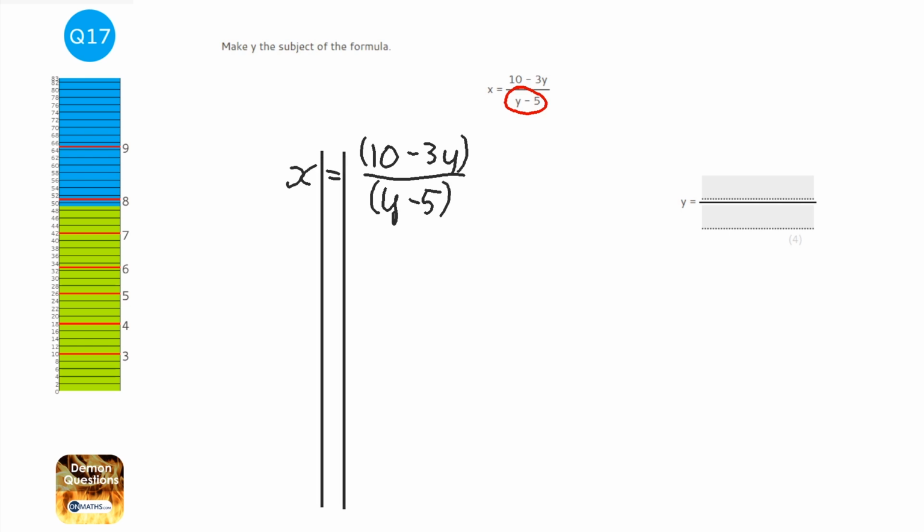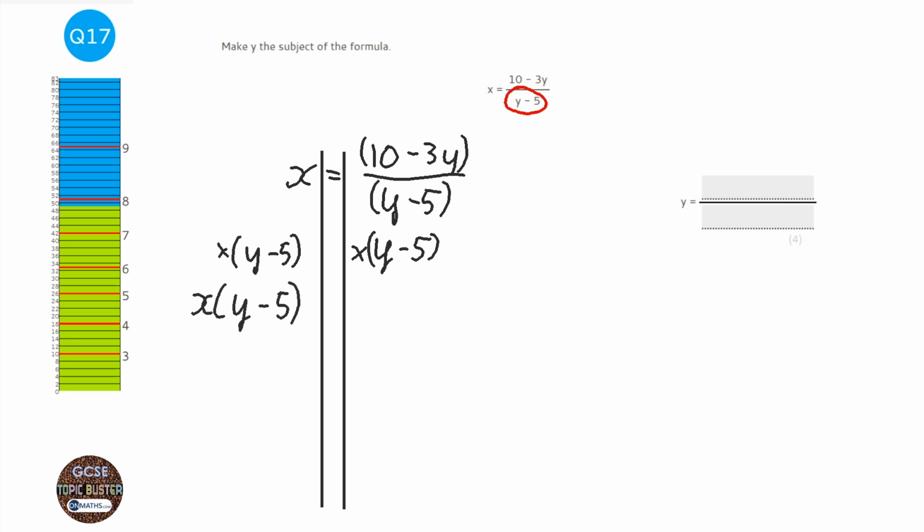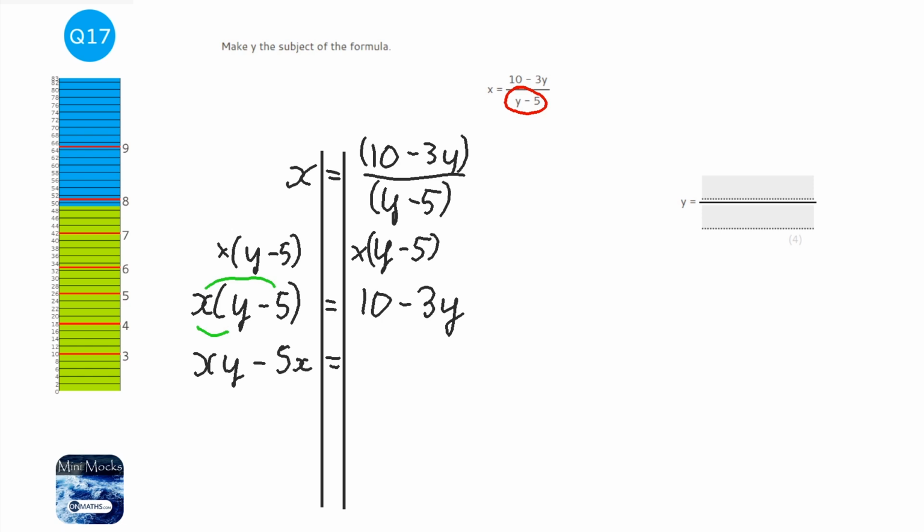So the first thing I want to do is times both sides by that y minus 5. And you must do that. You can't access the numerator of the fraction otherwise. So this ends up with being x brackets y minus 5. And on the right hand side it's just the same numerator but without the denominator. Now I said there were two things you've got to get rid of. The first one's fractions, the second one is brackets. You've got to break them open. So we're going to times out these brackets. So we're going to have xy minus 5x. And the right hand side hasn't changed at all, it's just 10 minus 3y because we haven't done anything to both sides.